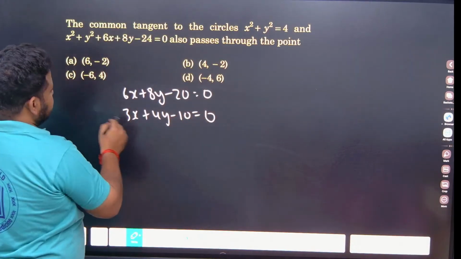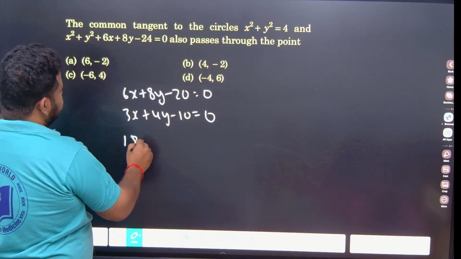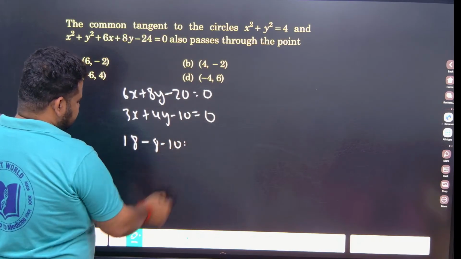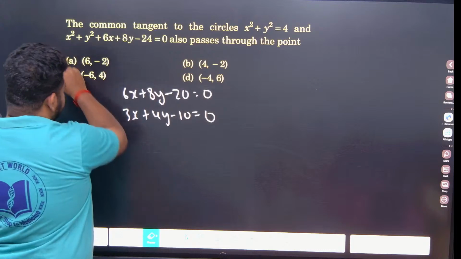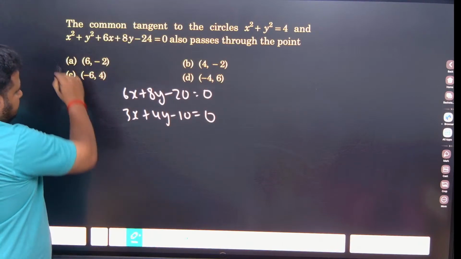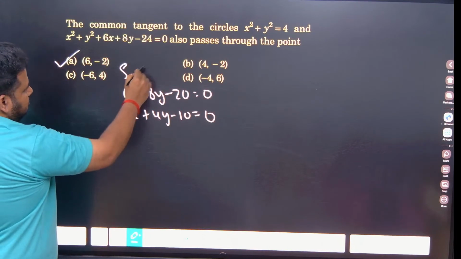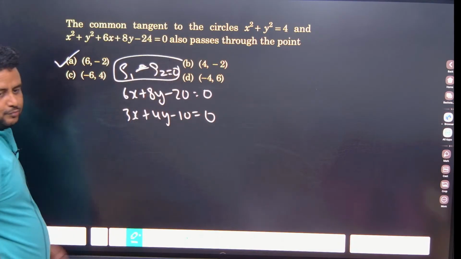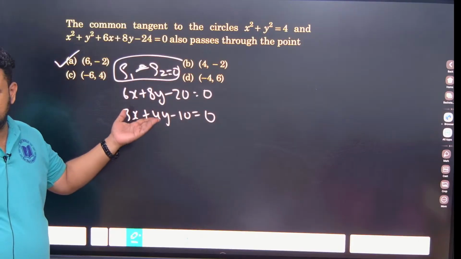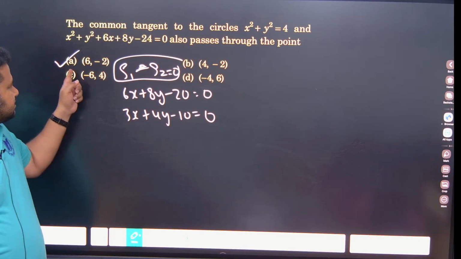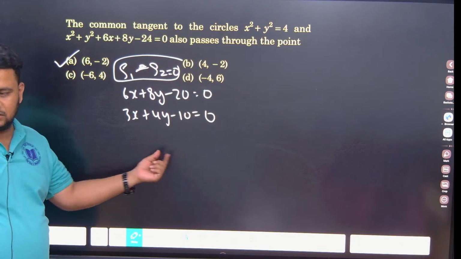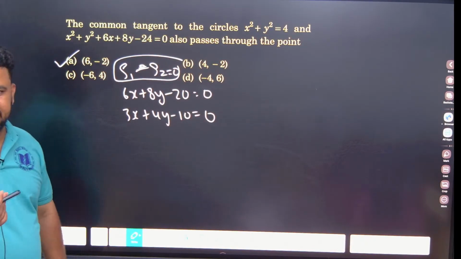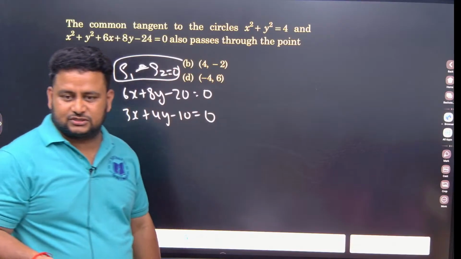If I put 6, what will I get? 18. And this is minus 8, minus 10. So this will satisfy, I will get 0. So which point should I go with? First point. Just do S1 minus S2 is equal to 0, you will get the equation. Then put the values of x and y from the options, and go with the option which is satisfying. If you put 6 comma minus 2, you will get 0 is equal to 0. So the first option is correct. So when one common tangent is given, do S1 minus S2, that's all.